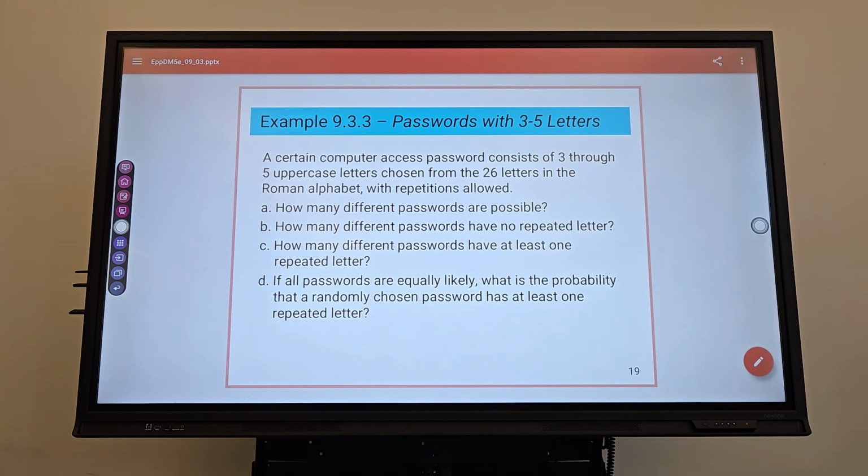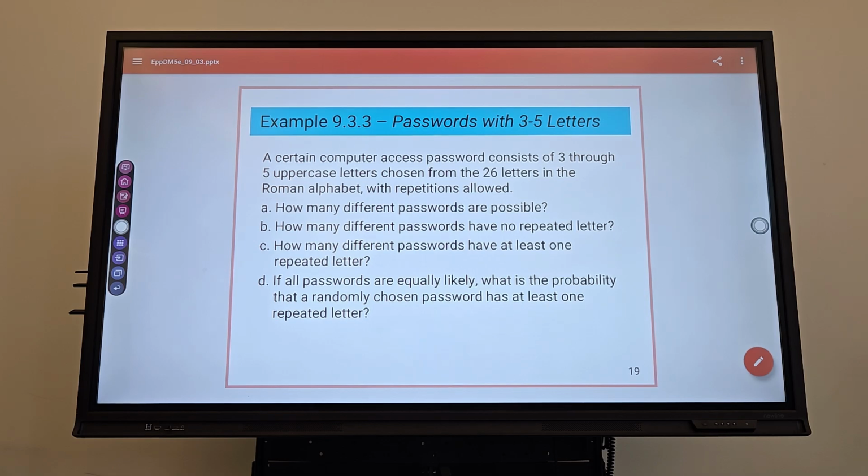A certain computer access password consists of 3 through 5 uppercase letters, chosen from 26 letters in the alphabet, with repetition allowed. How many different passwords are possible? How many different passwords have no repeated letter? How many different passwords have at least one repeated letter?